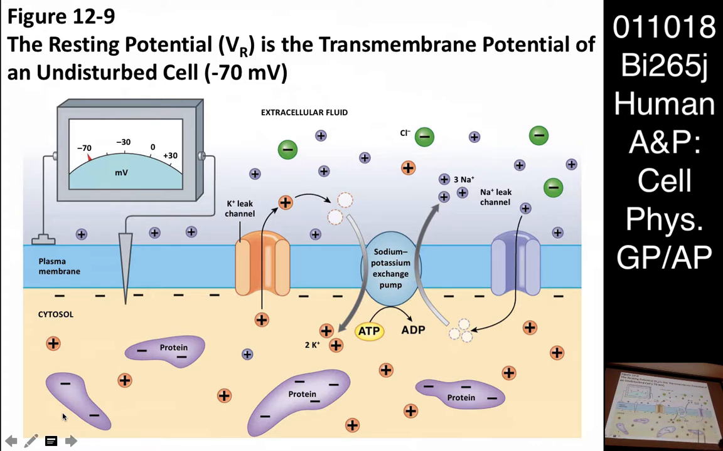It burns one ATP, turns it into ADP, cleaves that phosphodiester bond, and in so doing, it drives two potassiums inside the cell and up the concentration gradient for potassium, and three sodium outside the cell and up sodium's concentration gradient.